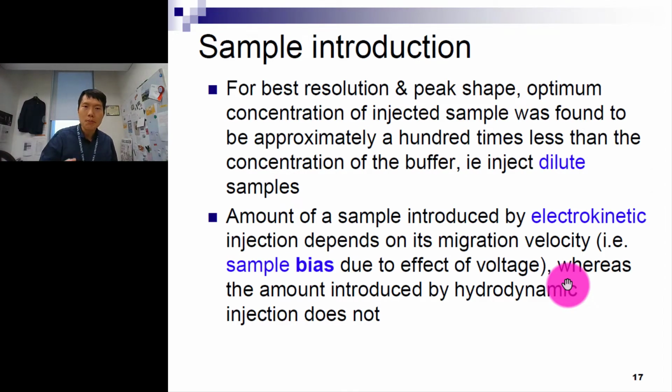So we talk about sample injection, right? Because if the sample is too viscous, then it might be stuck. Lots of forces are trying to pull the sample out. On the other hand, the amount of sample introduced by electrokinetic injection depends on its migration velocity. There's a bit of sample bias here because the voltage causes the more mobile ions to move, while the less mobile ions are less likely to move. But if you use hydrodynamic injection, it's very fair because it's independent of the inherent mobility of the ions.